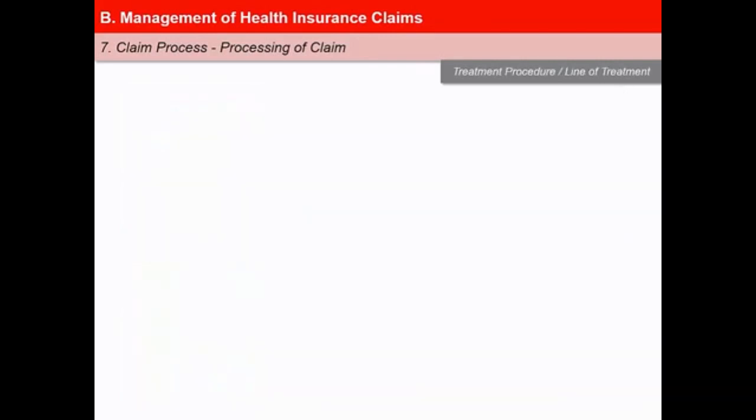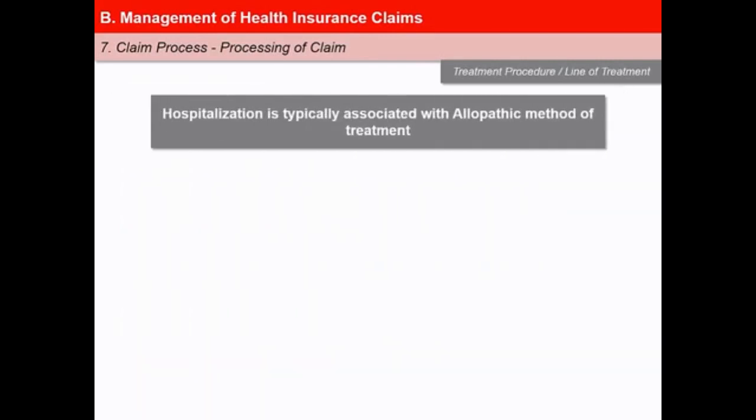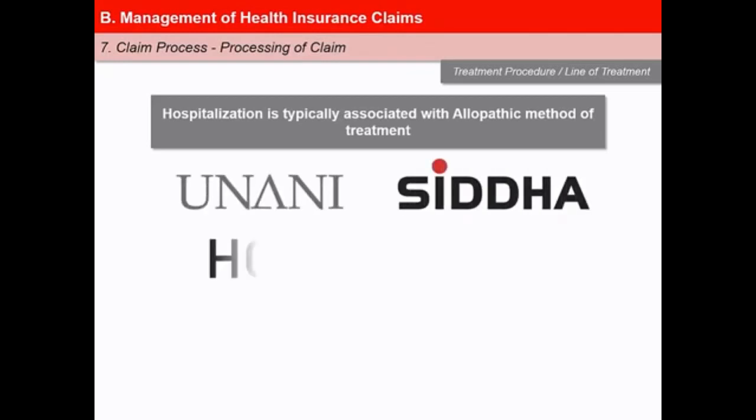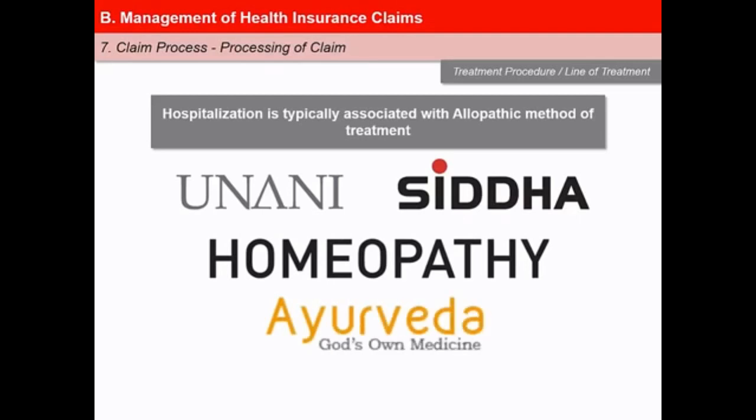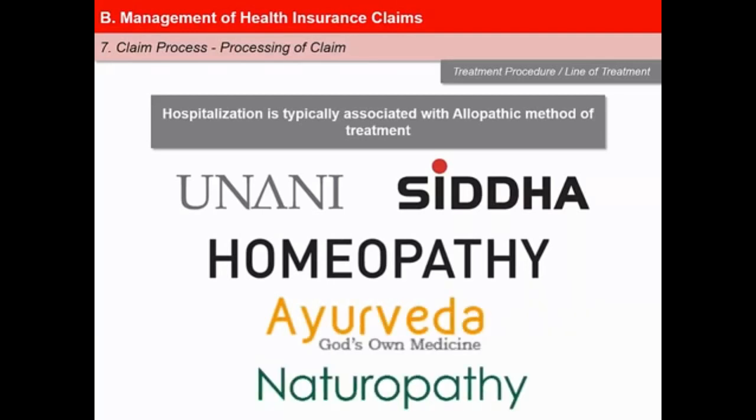Hospitalization is typically associated with allopathic method of treatment. However, the patient could undergo other modes of treatment such as Unani, Siddha, homeopathy, Ayurveda, naturopathy, etc. Most policies exclude these treatments, while some policies cover one or more of these treatments with sublimits.